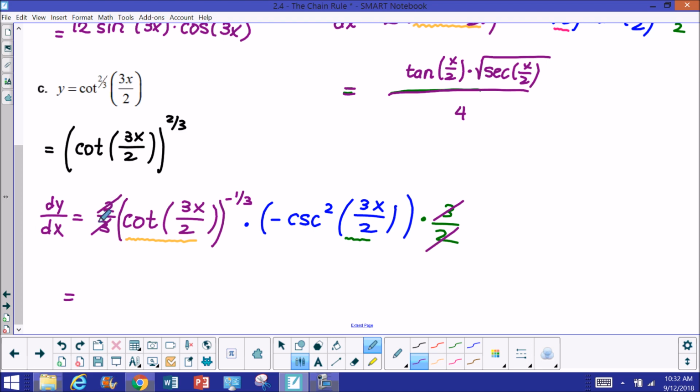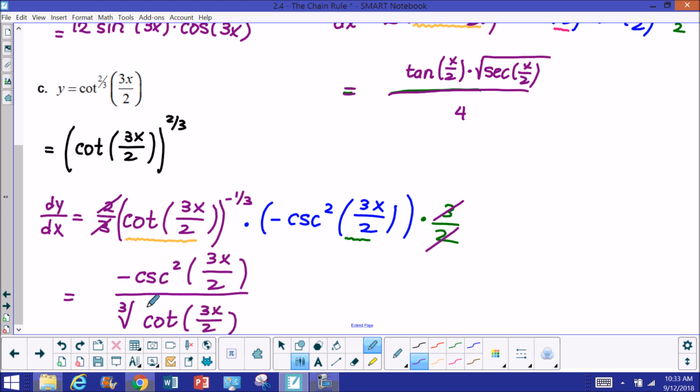And really, the only thing I would say to do would be to leave your negative cosecant squared on top. And then this cotangent to the negative 1/3 could drop below and be, say, the cube root of cotangent. Are there other ways to write this? Of course, there are many, many ways to write these.